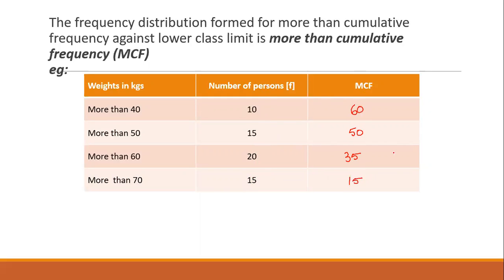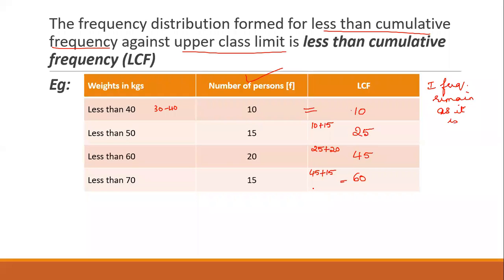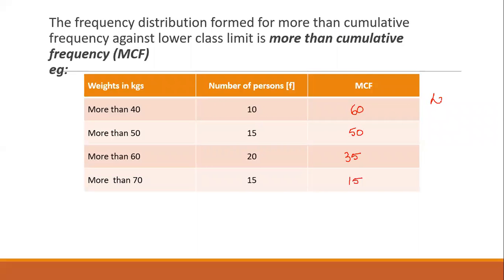Okay, what happens here is, we go from below to above. In more than cumulative, from below to above, the last frequency should be same. Whereas in less than cumulative, the first frequency will remain same. So here the last frequency will remain same.